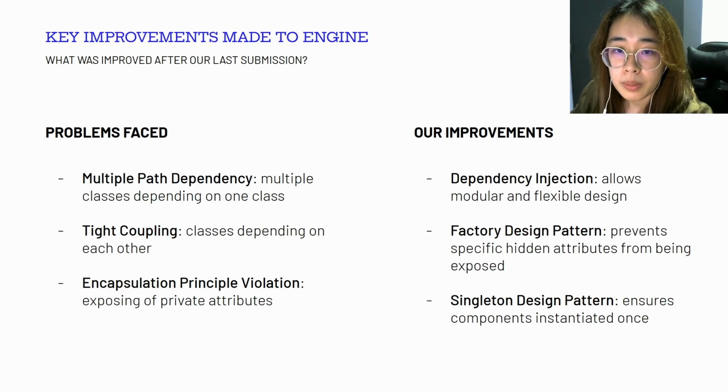First, we faced multiple path dependency, where several classes were relying on a single class. This resulted in complex dependencies and made our system harder to scale. To tackle this, we implemented dependency injection, allowing for more modular and flexible design. This approach decouples classes from each other, making the system more adaptable and easier to test.